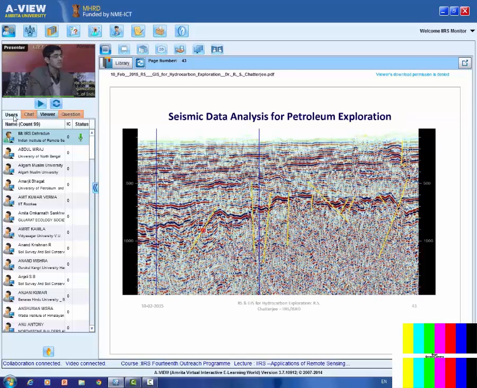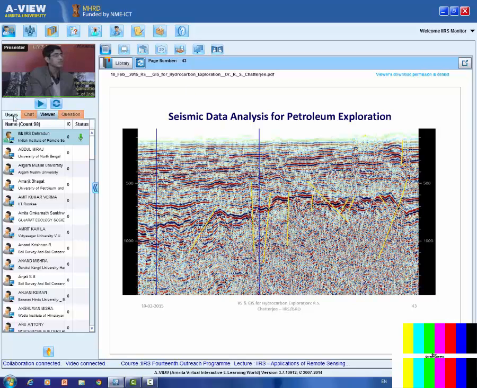Now this is one more example you can see. Here there are folds as well as faults. So this is one of the possible areas of oil accumulation. You can find this is another area of oil accumulation. So based on that, we can narrow down the areas where petroleum can be targeted more precisely.